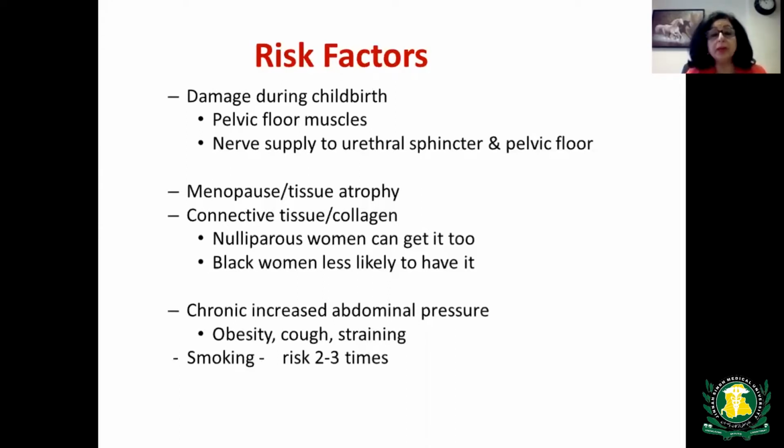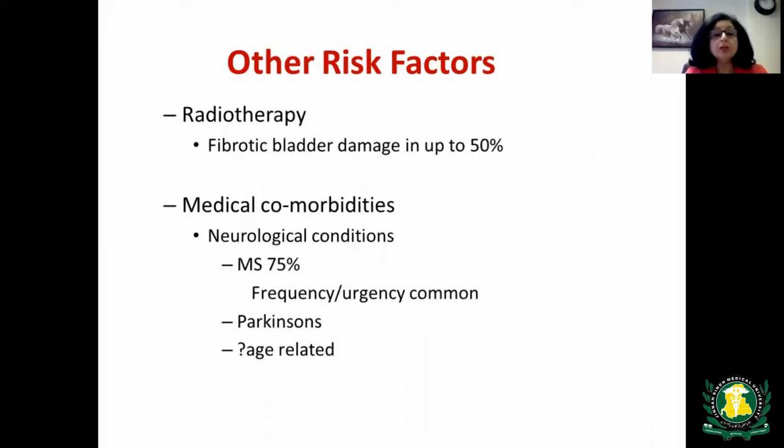Women who suffer from conditions like chronic cough or COPD, or anything that leads to constipation where they have to strain, can also develop significant incontinence. Obesity is also a major factor, and smoking increases the risk of urinary incontinence by 2 to 3 times by affecting the quality of the tissues. Other risk factors: radiotherapy. Women who have a history of cancer and underwent radiotherapy can have fibrotic damage of the bladder in half of the women.